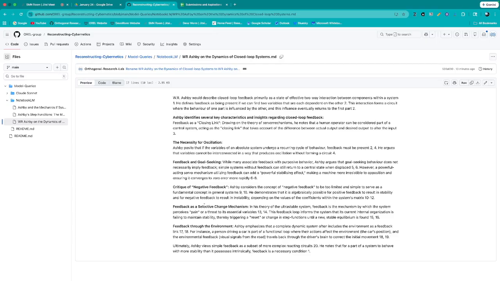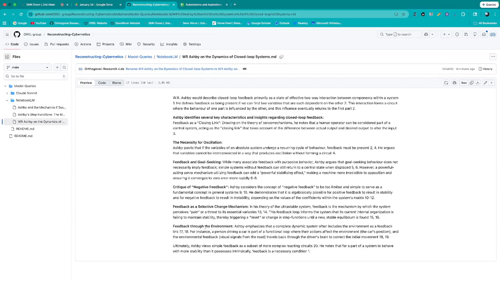Feedback is a selective change mechanism. In his theory of the ultra-stable system, feedback is the mechanism by which the system perceives pain or a threat to its essential variables. This feedback loop informs the system that its current internal organization is failing to maintain stability, and thereby triggers a reset or change in step functions until a new state of equilibrium is found.